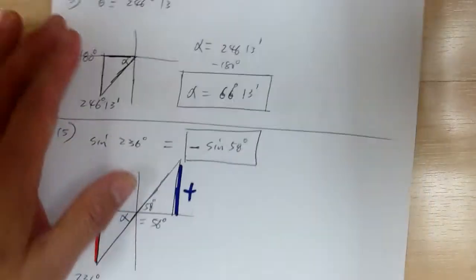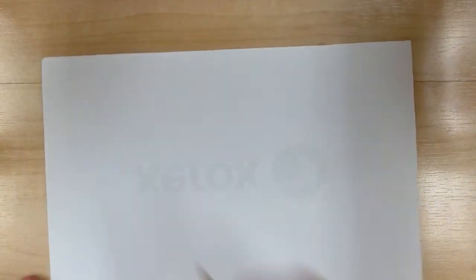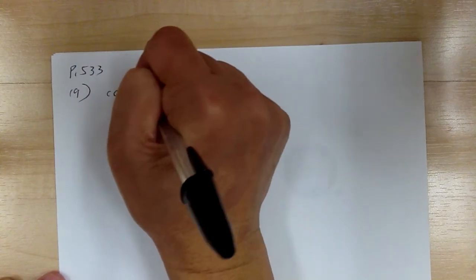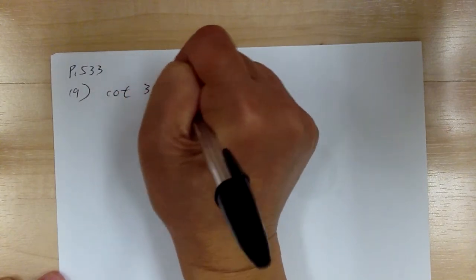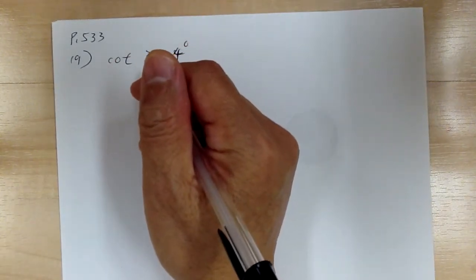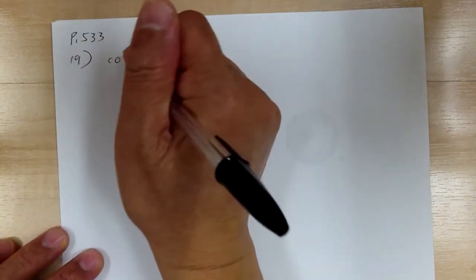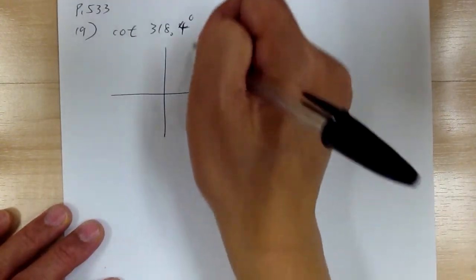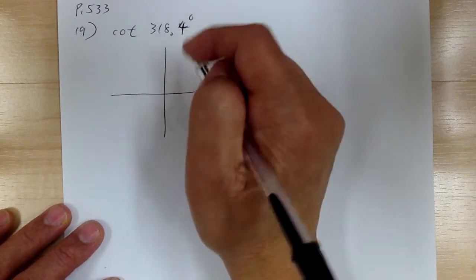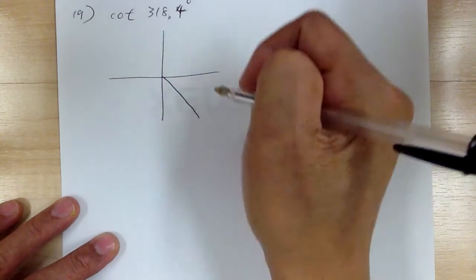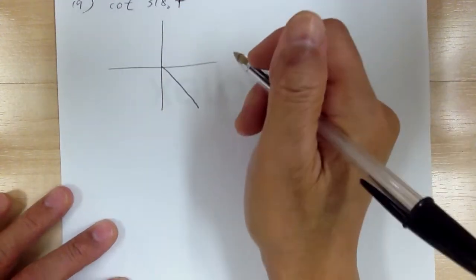Okay, let's go to 19. You've got cotangent of 318.4 degrees. Cotangent came from tangent, and when you deal with tangent and cotangent, they deal with slope. But again, let's go and draw these. So 318 is going to be about somewhere over here. The accuracy does not matter. Just estimate. As long as you're in the ballpark, you're fine.